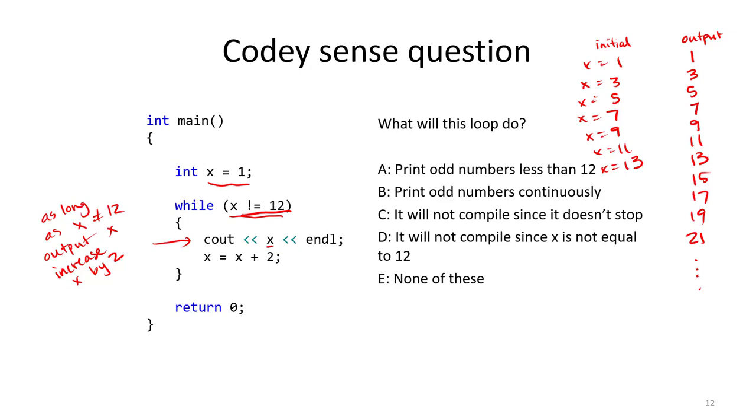This loop is going to output odd numbers. Notice, does x not equal to 12 ever become false? So in this case, this loop is actually going to do choice B. It is going to output odd numbers continuously. Let's go ahead and demonstrate this in CLion.